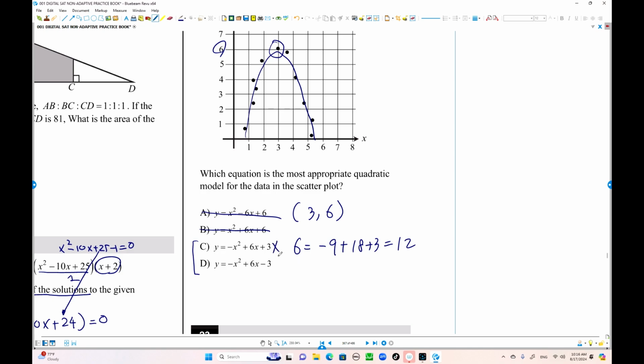Okay, the next one. 6 equals negative 9 plus 18, but at this time it's minus 3, right? Negative 12 plus 18 is positive 6. Very close to this number, right? That is the best answer. Option D is the answer, okay?